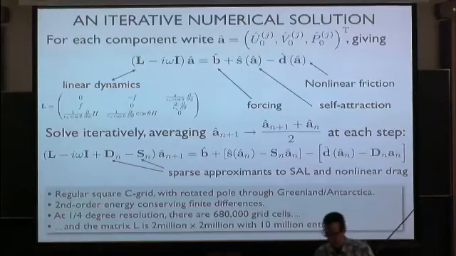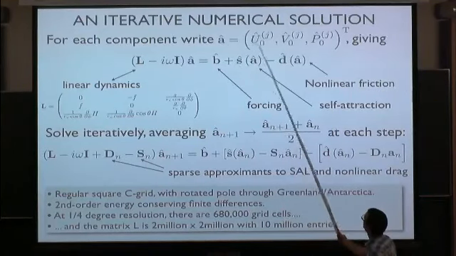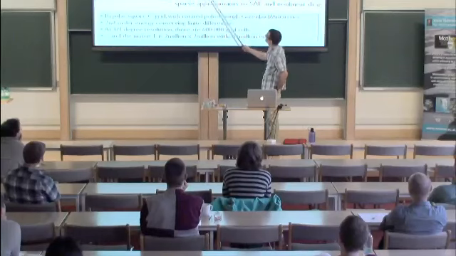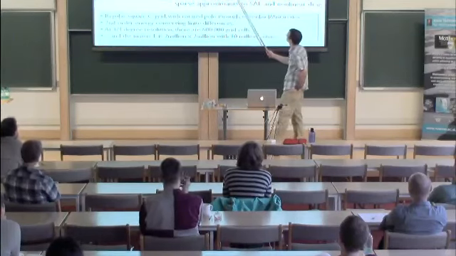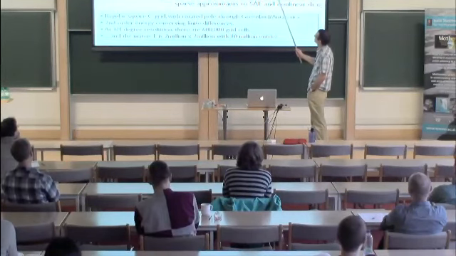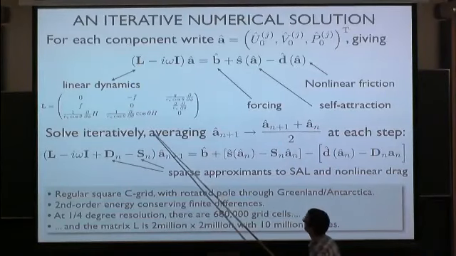Okay. So the way to solve this then is to just write your solution as a big column of all your unknowns. Then the system becomes just linear dynamics with forcing, self-attraction, which is dense operation, and nonlinear friction, which is nonlinear on the right-hand side. And the way you can solve this is iteratively.